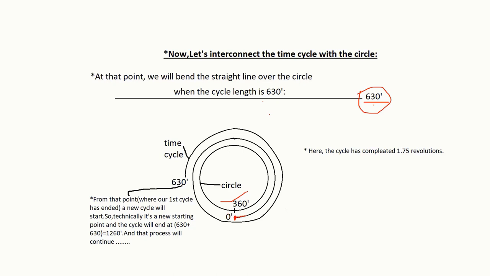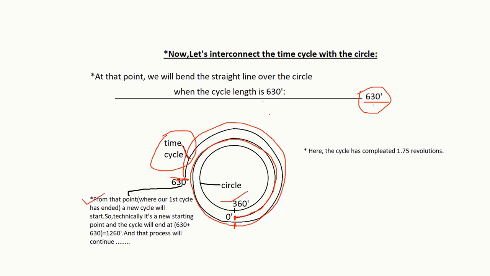From that point, our cycle starts and goes over the circle. At that point, our cycle has just completed one revolution of a circle, or one revolution of 360 degrees. But our cycle still continues till it reaches 630 degrees. So let's continue. And finally, we have reached the ending point, which is 630 degrees, right? So that is now our time cycle.